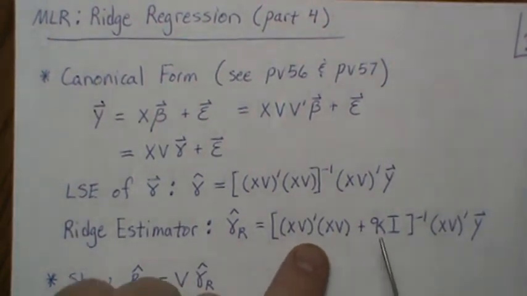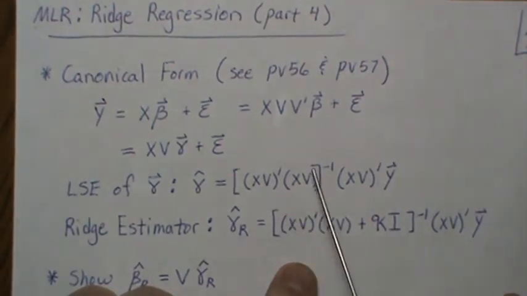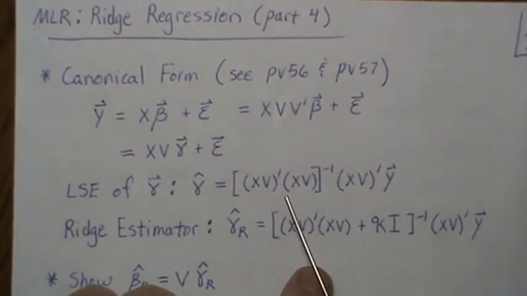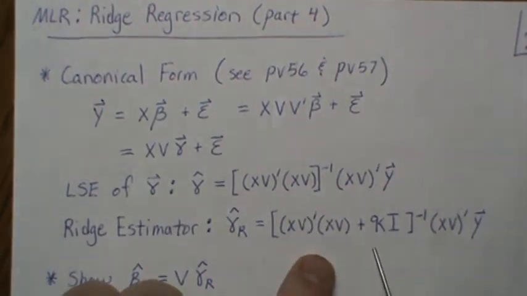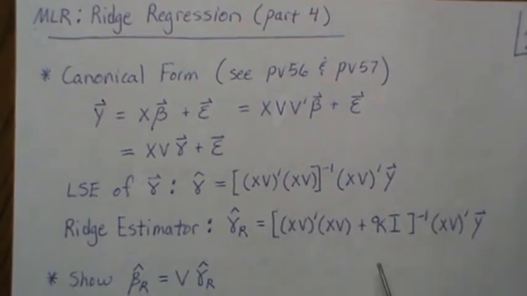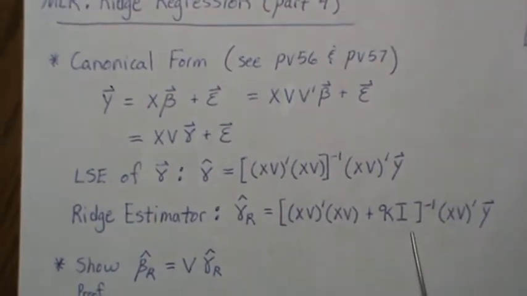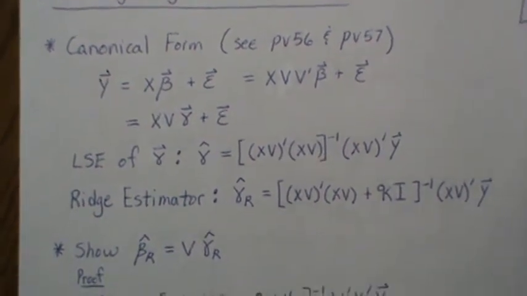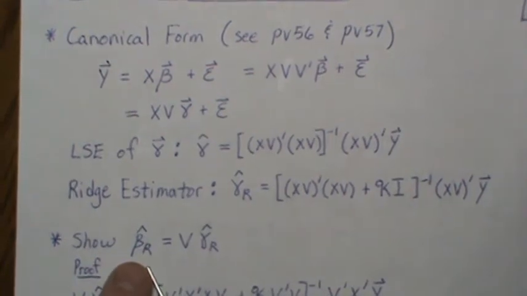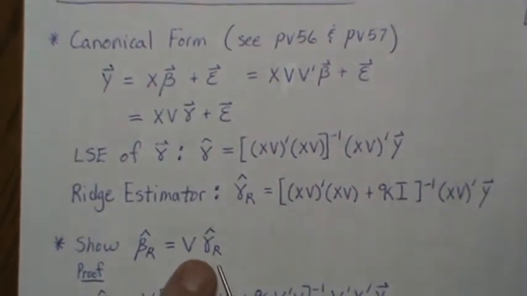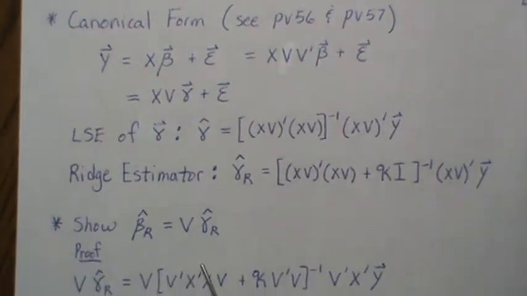The reason we do that is that with multicollinearity, this inversion is unstable, but adding a small number down the diagonal elements makes it more stable and actually reduces the variance in our estimators. Okay, so that's the ridge estimator, and we want to show that we can recover the original ridge estimator from the ridge estimator in canonical form. You just pre-multiply by V.